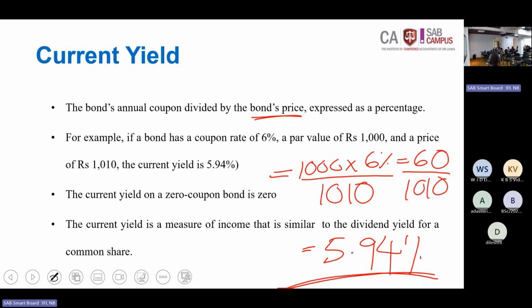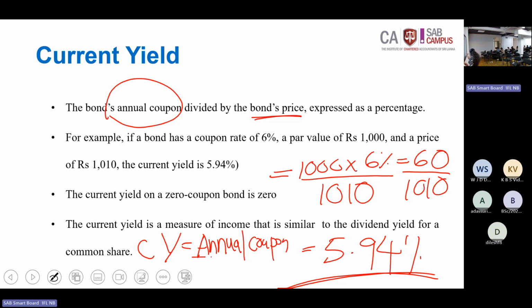So how can you identify the current yield? Write it down. Current yield, CY, equals annual coupon divided by bond price. Annual coupon divided by the bond price. Currently, this is what we are getting as return. Okay, clear?